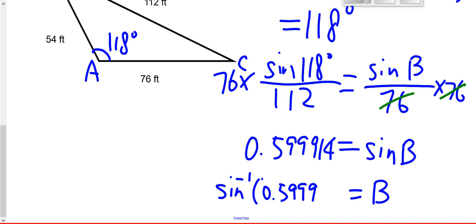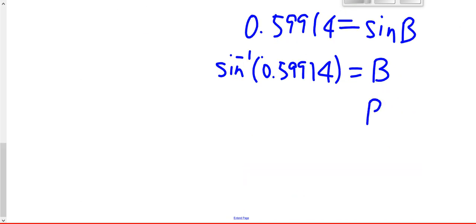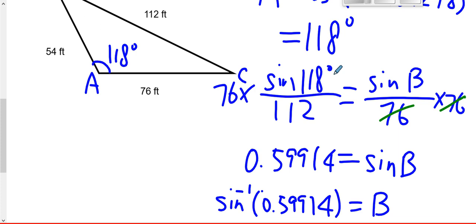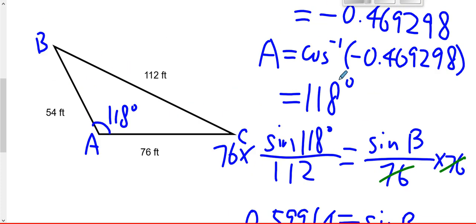Sorry, I messed up here. We don't need that many 9s. So here it should be 0.59914. If you plug this into your calculator, angle B, rounded to the nearest degree, will give you 37 degrees. So angle B is 37 degrees.